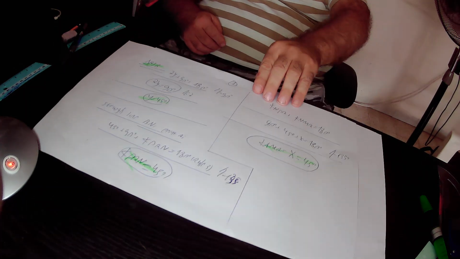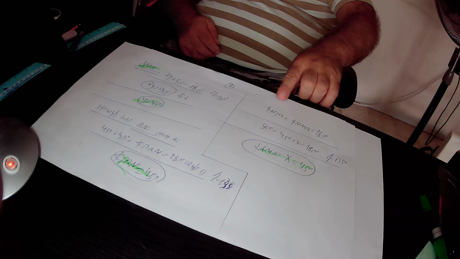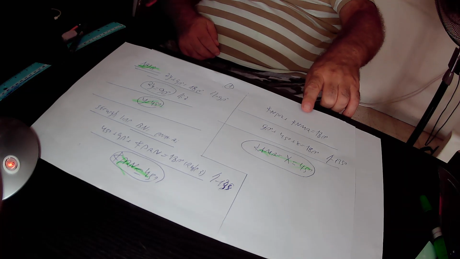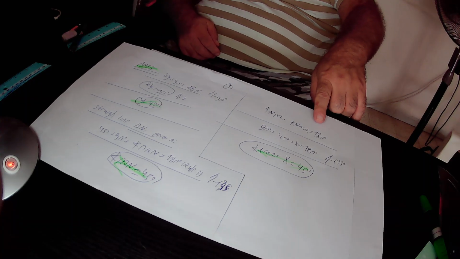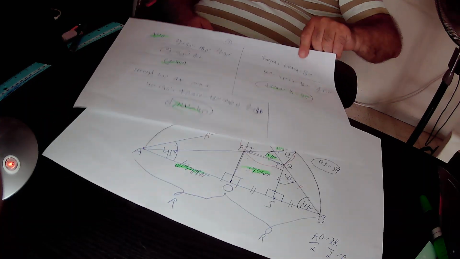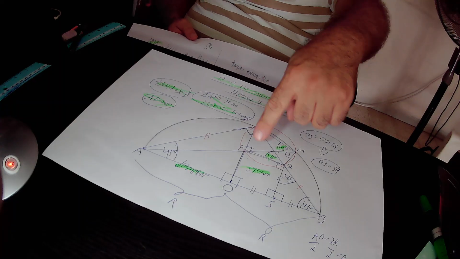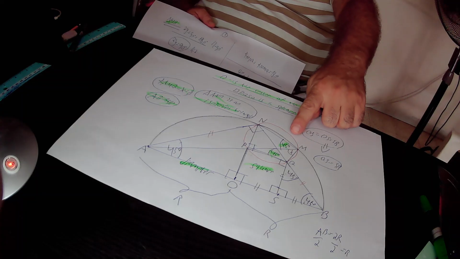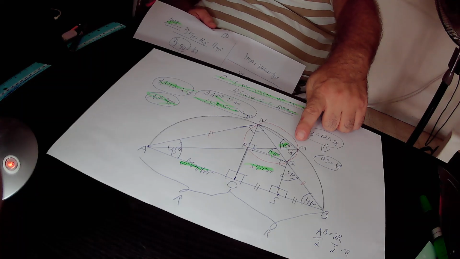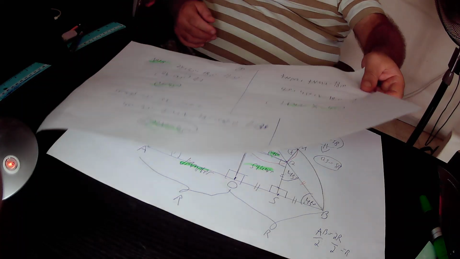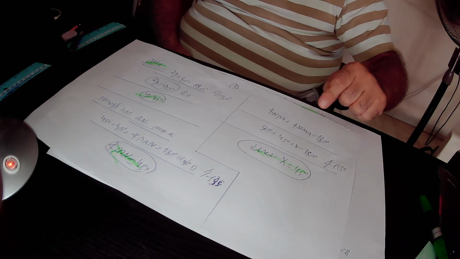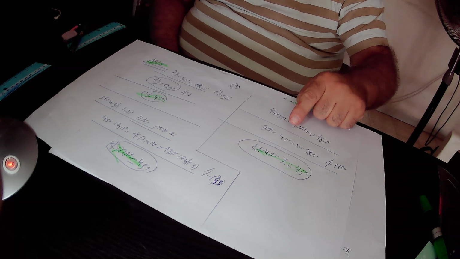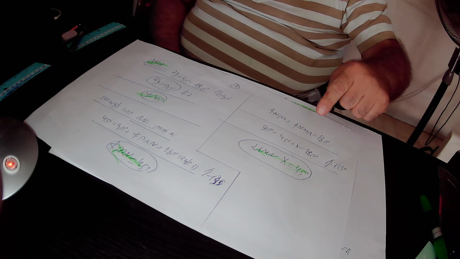Then again, in quadrilateral NMQP, angle NPQ plus the opposite angle NMQ, total must be equal to 180 degrees. Angle NPQ is a right angle, and angle NMQ equals 45 degrees plus x. And again, angle NPQ is a right angle, plus angle NMQ, that equals 45 degrees plus x, equals 180 degrees.